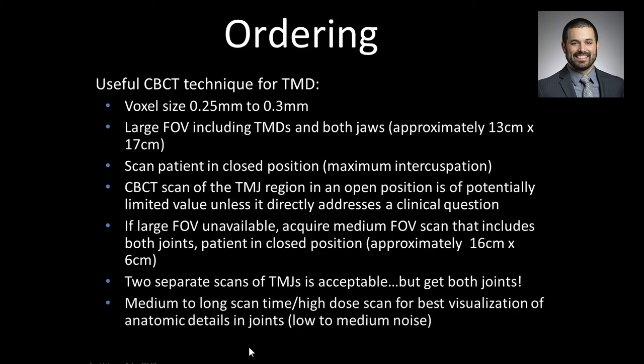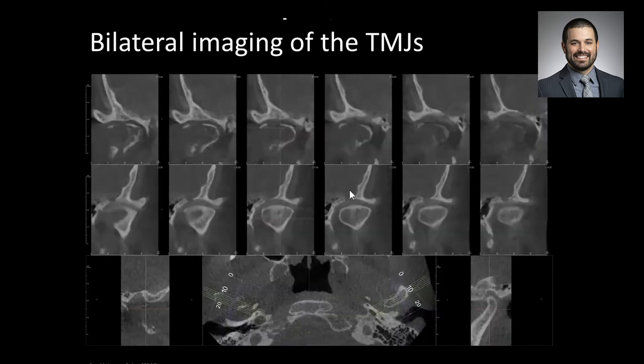We're picking a medium to long scan time or a medium to high dose for visualization of those anatomic details of the joints. We really don't need the quote-unquote endodontic level of detail, but we're not getting by with just the 0.3 to 0.4 ortho level of detail. Here's a nice example of some specific TMJ arch sections.